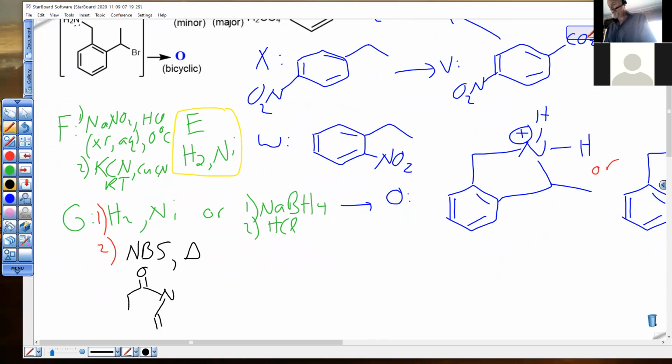It's a diacid derivative of the imide variety. 4 carbons, 1, 2, 3, 4. And heat, there's NBS. And that would put the leaving group there, which would allow us to make the bicyclic molecule. And thank you, that's a good interruption.